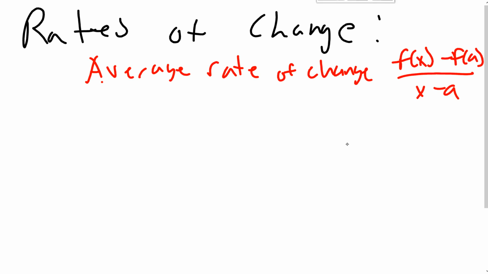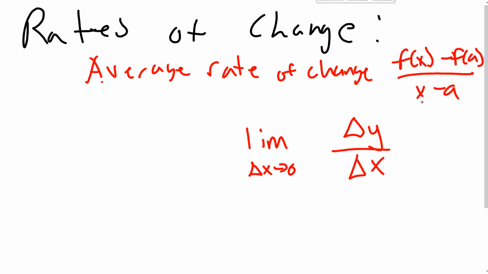Or we could put it in this form, the change in y over the change in x. So maybe you see that in physics or something. And then we have our instantaneous rate of change. So instantaneous rate of change is where we're taking the limit as our change in x goes to 0, right? So as this difference gets closer and closer to 0, that's instantaneous rate of change.